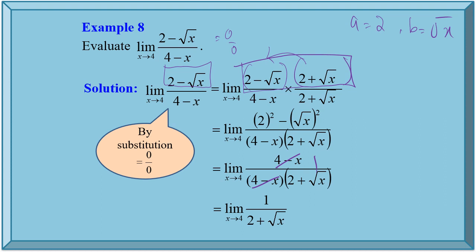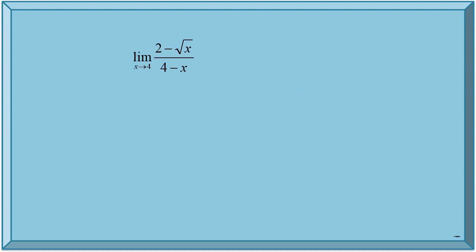Now what we need to do is just substitute the value of 4. So what do we have? We have 1 over 2 plus square root of 4. So what is square root of 4? Square root of 4 is equal to 2. So 1 over 2 plus 2 is equal to 1 over 4. So the answer here is 1 over 4.